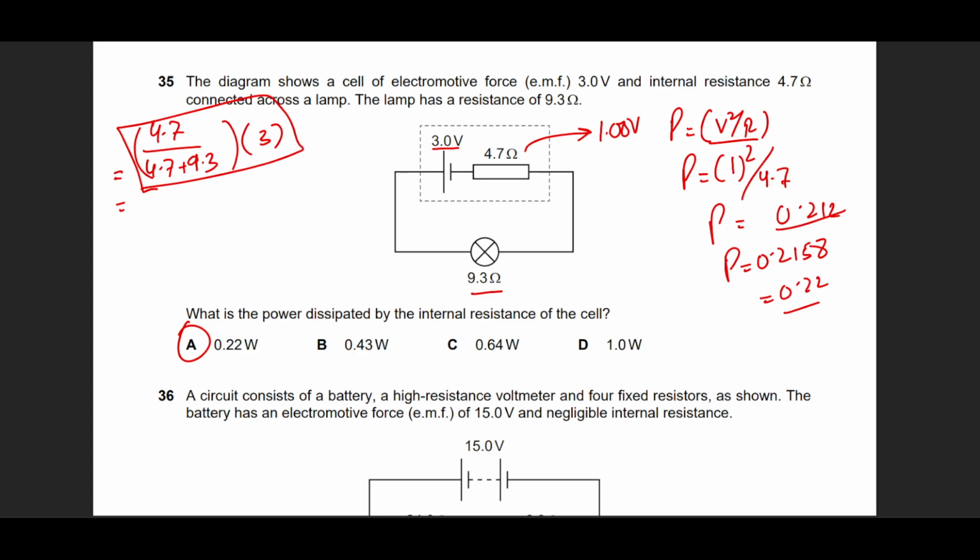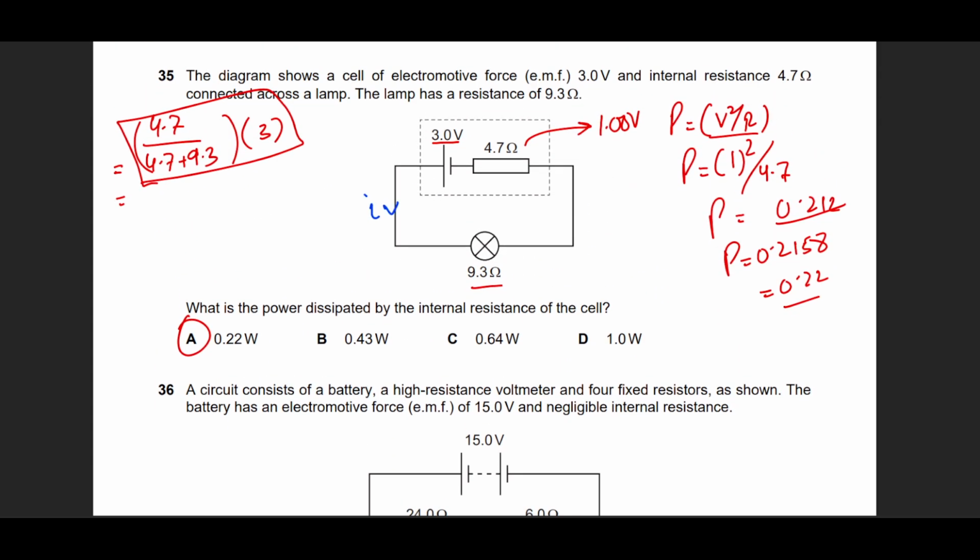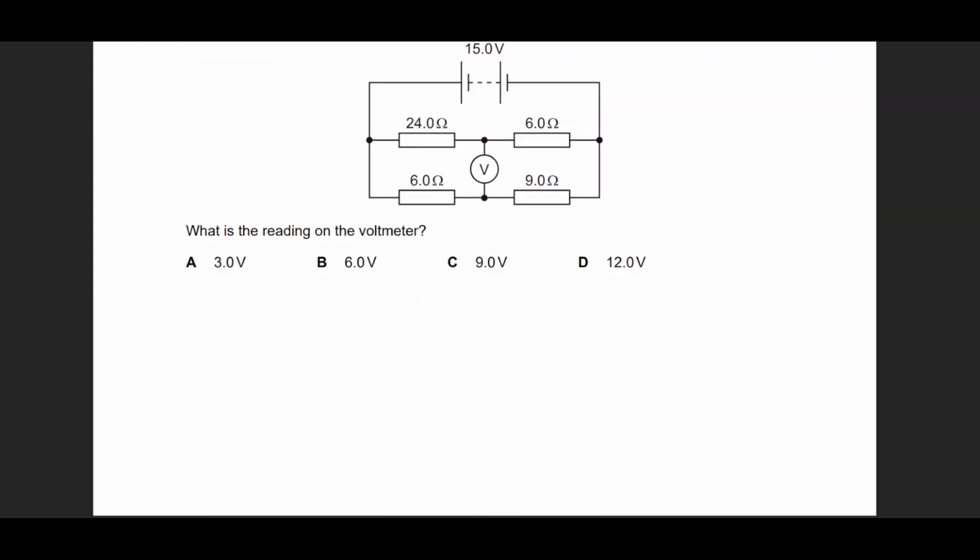Even if it was 0.21, you would have selected option A because that is the closest one, and you know that conceptually you've done it correctly. You could have done this question with the current method as well, but in my opinion, it would be longer. In my opinion, voltage divider is better and faster.